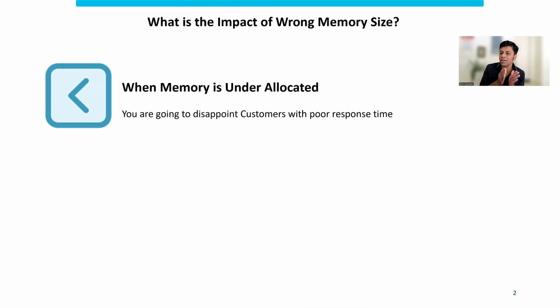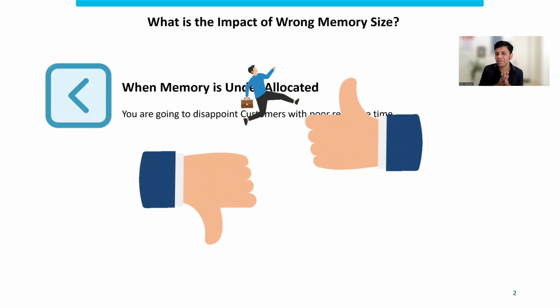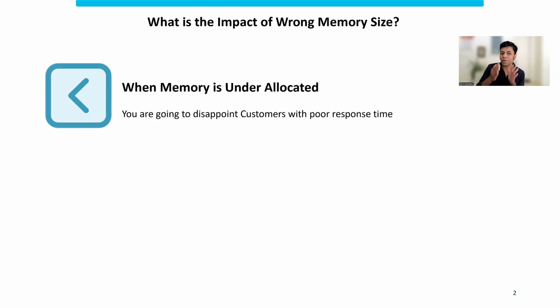Maybe your response time is, I don't know, 1 second or 2 seconds. But if you are optimally allocated, it would be much lower than that. You would have a much more pleasant customer experience. That is the primary downside of memory under allocation.